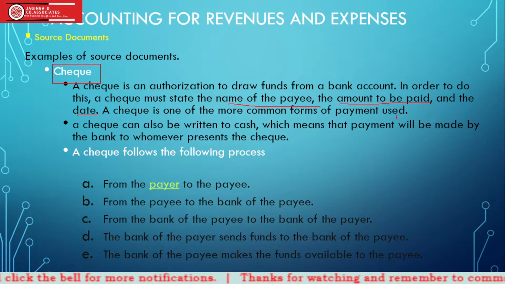So we are saying a cheque is an authorization to draw funds from a bank account, an authorization to go and withdraw funds from a bank account. And in order to do this, a cheque must state the name of the payee, the amount to be paid, and the date. A cheque is also a common form of payment. So we have various forms of payment. You can pay in cash, hard cash, and then you can pay using bank transfer, and then you can also use a cheque.